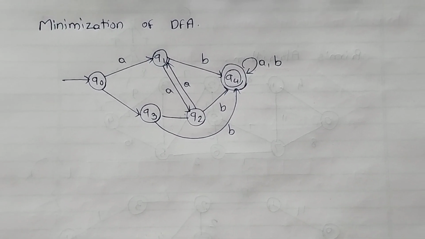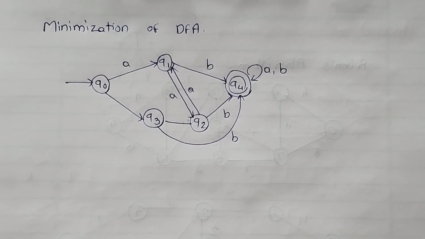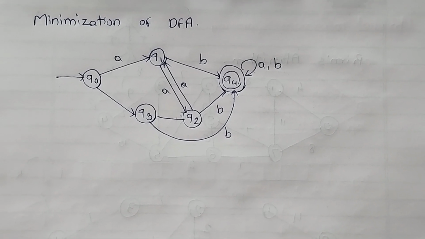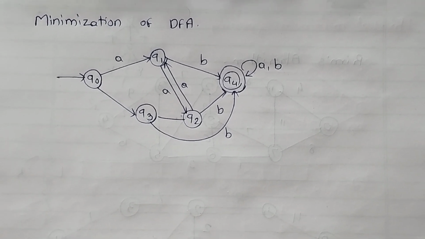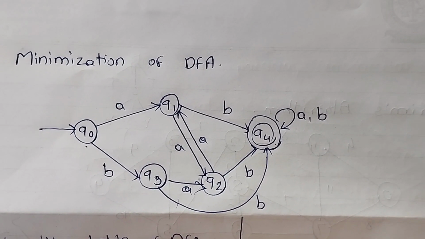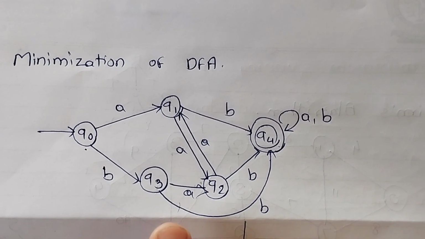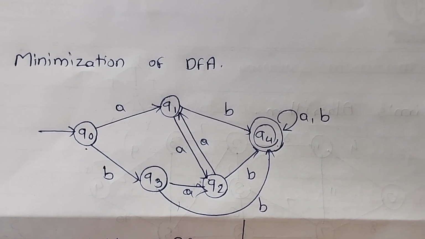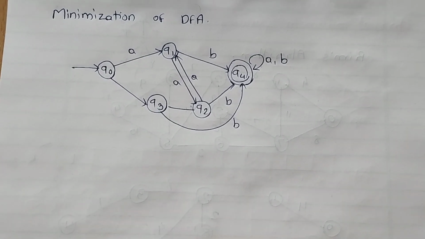Hello everyone. In this video we cover the topic minimization of the DFA. So there are two methods to minimize the DFA. One is the table method and the second is the equivalent method. Solve the example using the method which you find easier out of these two methods. So let's start. First we see the table method.